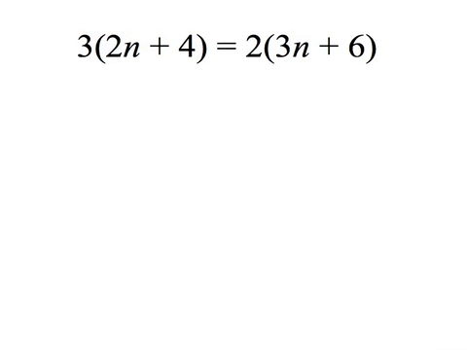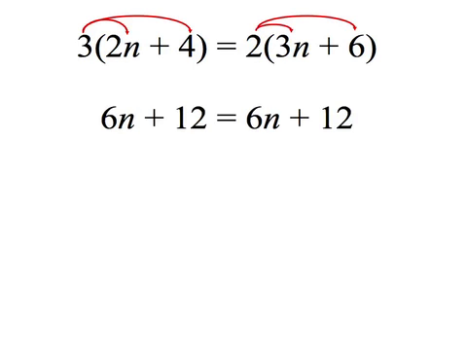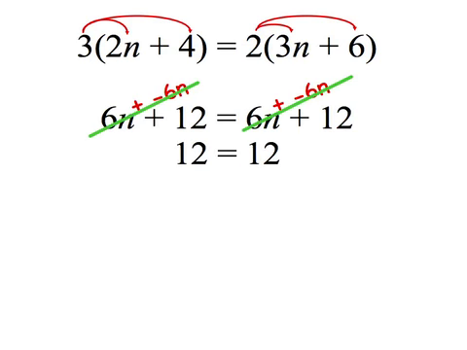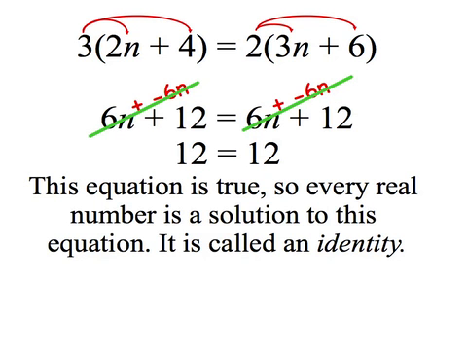Here's another one. Looks pretty similar to the first one. We apply the distributive property again, but now we have the exact same thing on the left side as we have on the right side. If we want to go a little bit further, we could go to the trouble of adding negative 6n to both sides. We get 12 is equal to 12. We could even add negative 12 to both sides, which would give us 0 is equal to 0. But I think we've gone far enough. We know that 12 is equal to 12. This equation is true. So in this equation, every real number is a solution.